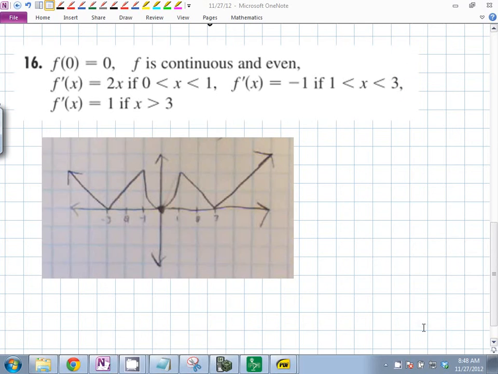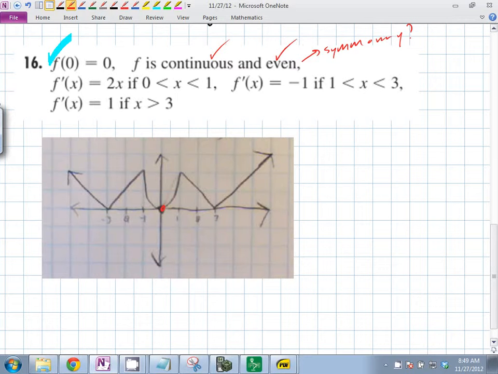So f of 0 is 0. Is this correct? Yeah. Looks like it. Yep. Good. It's continuous and even. Is that continuous? Yeah. Can you draw it without picking up your pencil? Mm-hmm. Is it even? Meaning is it symmetric over the... Is it? Yeah. Okay. 3.